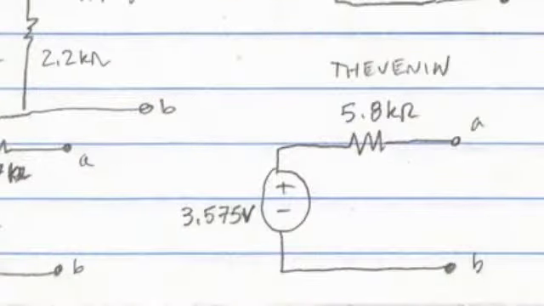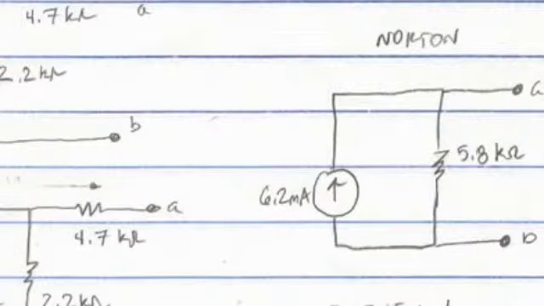Then it's one more source transformation, changing the 3.25 milliamp current source to a 3.575 volt voltage source, adding those two resistors in series, the 1.1 and 4.7 kilo ohm resistor, which are 5.8 kilo ohms, and that is your Thevenin equivalent circuit. Do another source transformation for your Norton equivalent circuit, which is 6.2 milliamps.